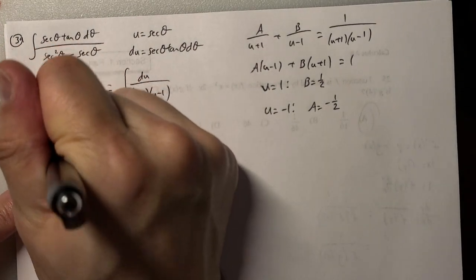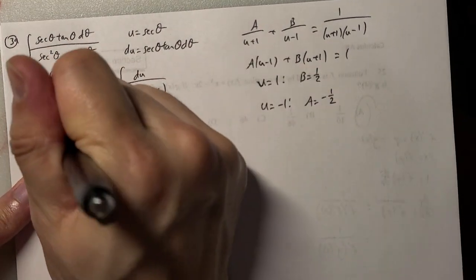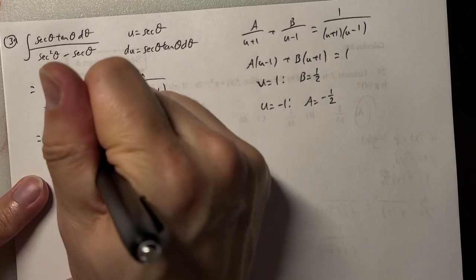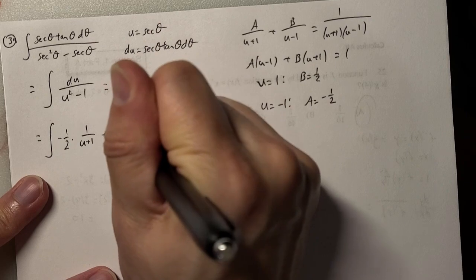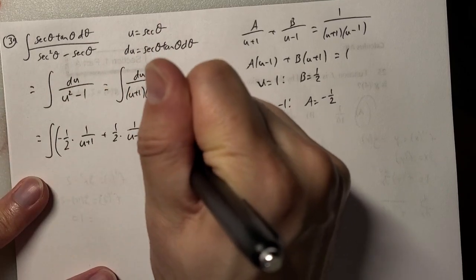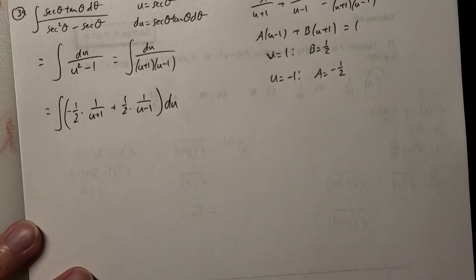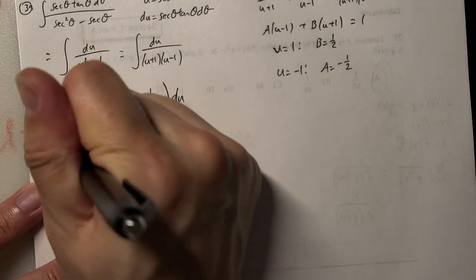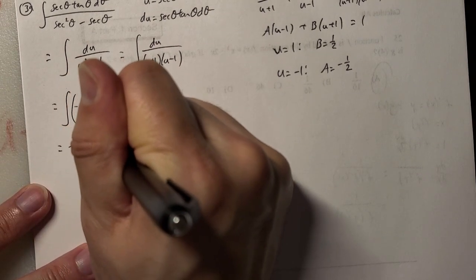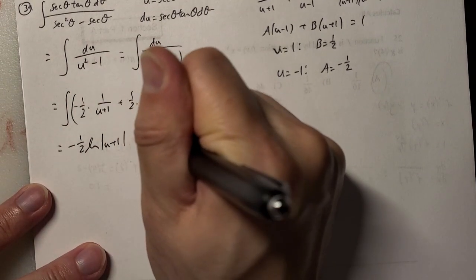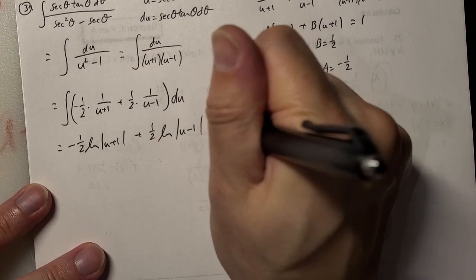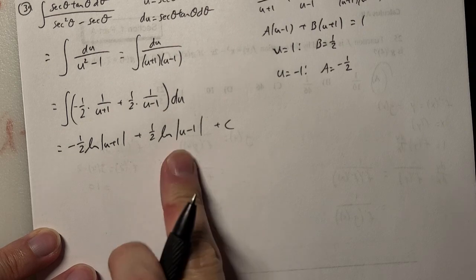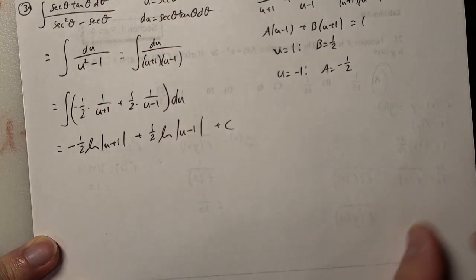Okay, so we can write it as a is negative half, so negative half times 1 over u plus 1 plus half times 1 over u minus 1, big parentheses, du. Okay, so this becomes minus half ln of u plus 1 plus half ln of u minus 1 plus c. This is an indefinite integral. We have to back substitute u is secant.